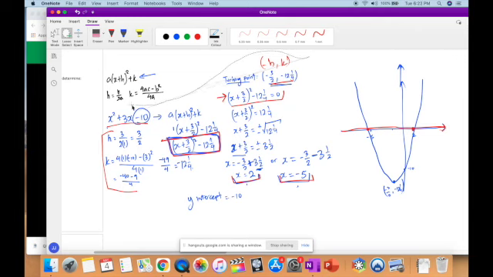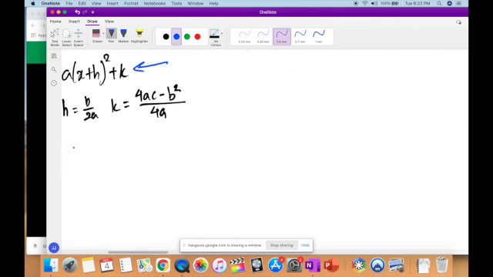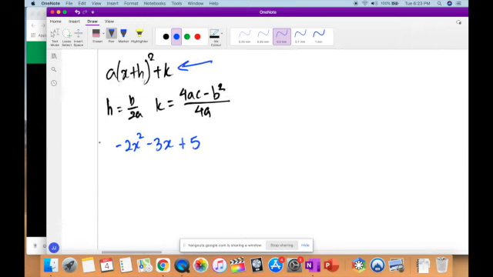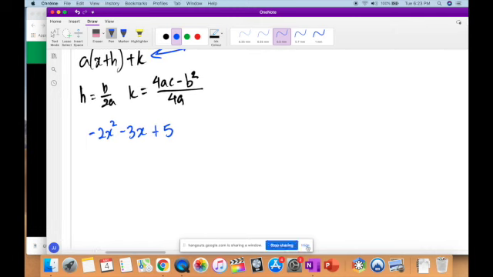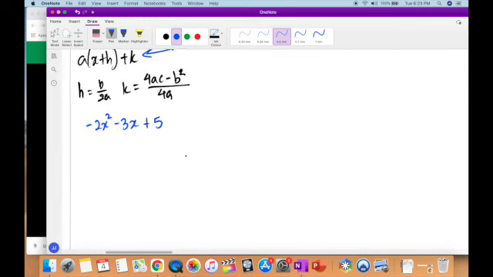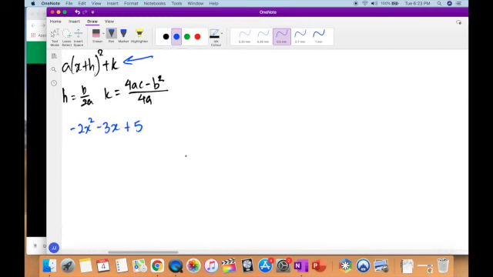So let me do this next one: negative 2x squared minus 3x plus 5. Okay? And we can see that it's a maximum, right? So let's apply our formulas. Okay? Let's find h.